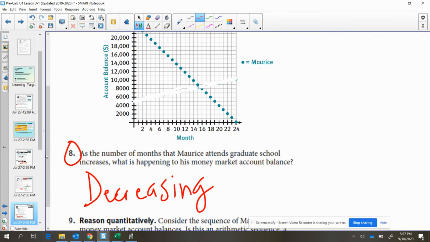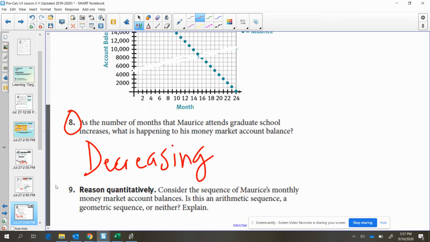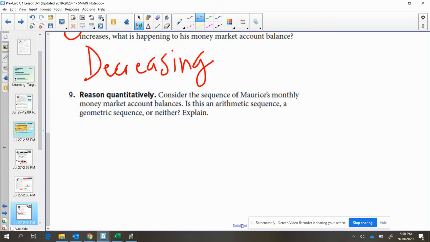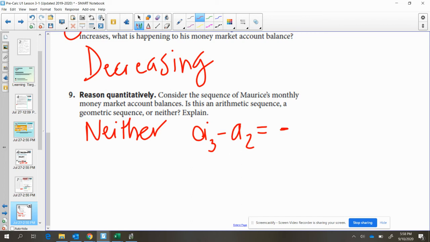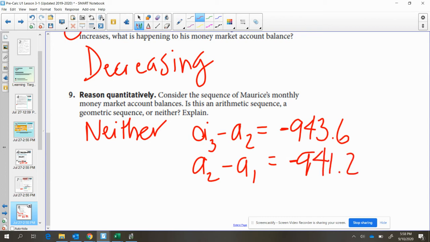Now the next question here is: is this sequence arithmetic, or is it geometric, or is it none of the above? And the answer here is it is neither, right? Because if we try and check these out, A3 minus A2, if we look, is there a common difference? Well, that turns out to be decreasing this amount, but A2 minus A1, we're decreasing this amount. So they don't match, right? And because they're not equal, there is no common difference, right?